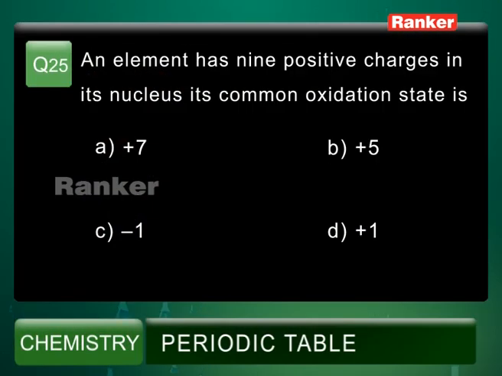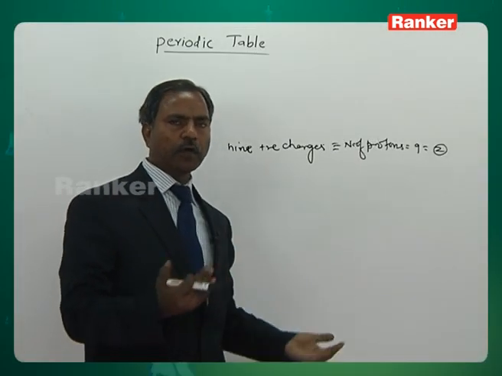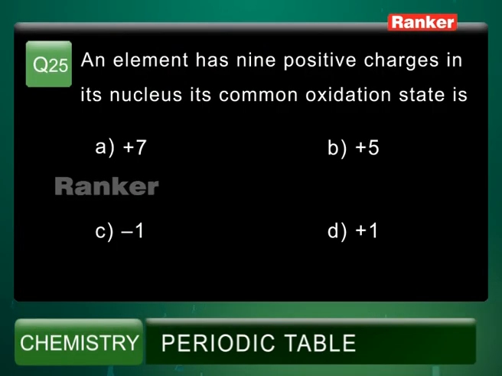Option A is what? Plus 7. Option B is what? Plus 5. Option C is what? Minus 1. Option D is what? Plus 1. It is fluorine, nothing but fluorine. Fluorine always exhibits a common oxidation state of minus 1 only. Therefore, question number 25, answer is C.